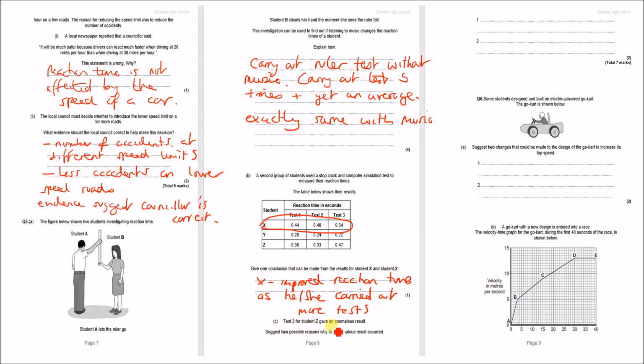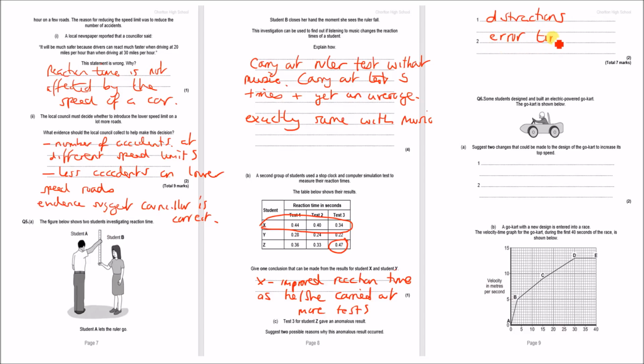Test 3 for student Z gave an anomalous result. So you can clearly see that Z has got 0.36, 0.33. We would expect it to get better, but actually they've got worse, so this is an anomalous result. Suggest 2 possible reasons why this anomalous result might have occurred. Well, remember we talked about this idea before, that the thing that affects reaction time could be distractions. Okay, so maybe they were distracted, or there could be an error timing.